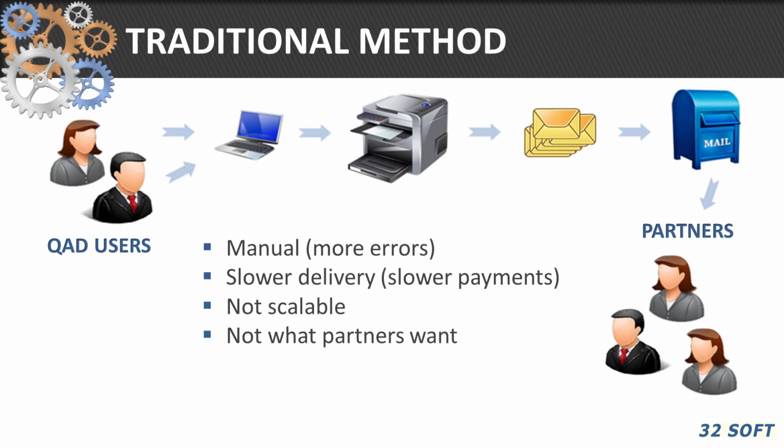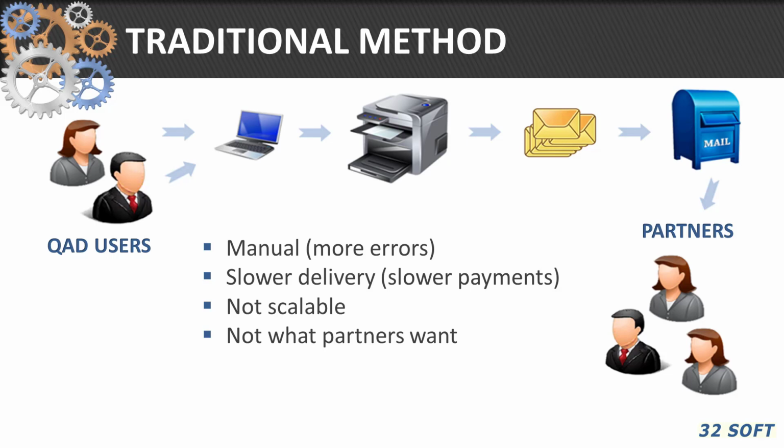Let's have a look into existing traditional document flow and the challenges with this approach. Usually QAD users run the dedicated menu. Then they select physical printer, collect printed documents, stuff them into envelopes, seal them, and then send to business partners by mail. In a few days, the mail is delivered, sorted out, and then finally handed over to the right people at the partner's end. So then they will be able to start processing our documents.